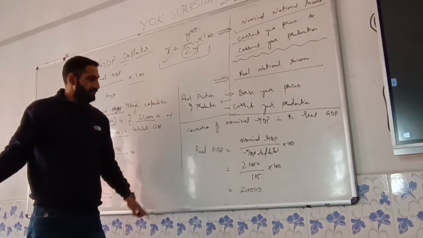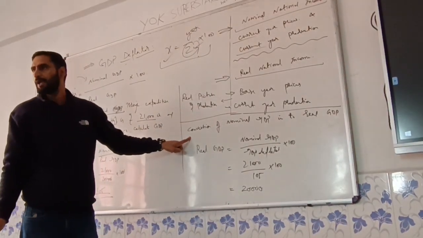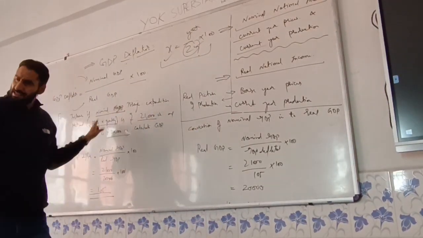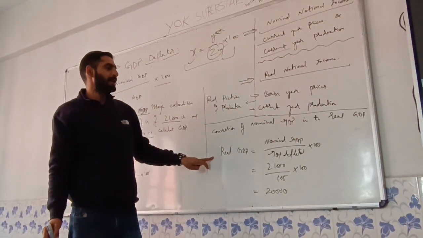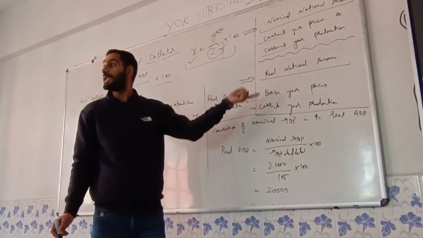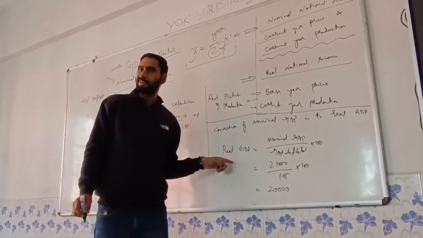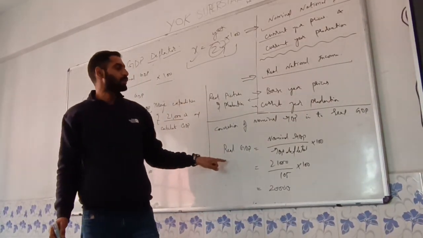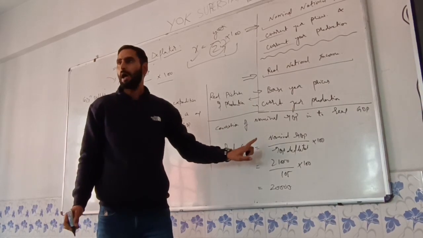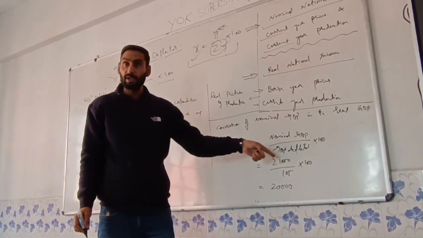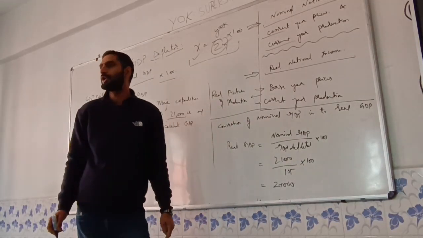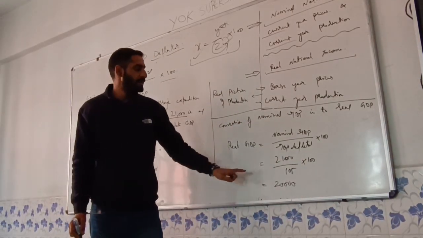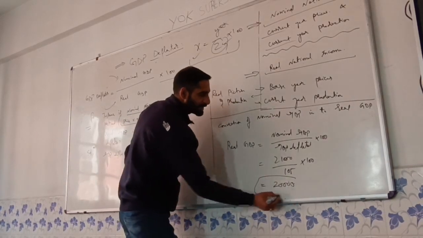In that way, we are able to convert it. We will use the numbers we have calculated already. So real GDP will be equal to, because we are converting nominal into real, so we have to calculate real GDP. Real GDP will be equal to nominal GDP upon the GDP deflator calculated already, multiplied by 100. Put the numbers into the equation, you will get 20,000 crore rupees back.